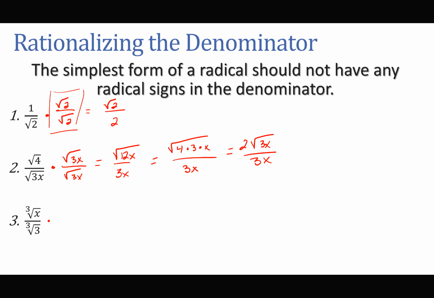Okay. What am I going to multiply here on example 3? How can I rationalize this denominator?